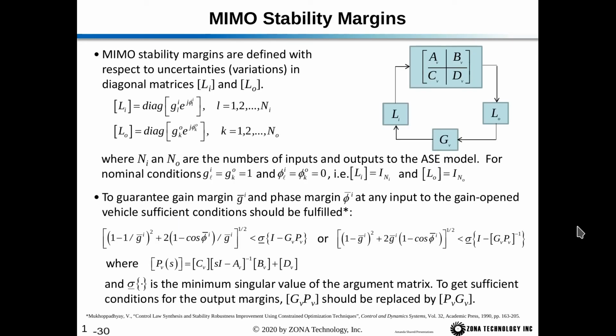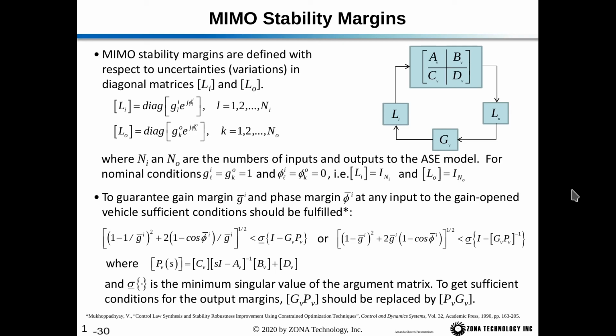The MIMO stability margins are defined with respect to uncertainties in the diagonal matrices Li and Lo. So Li is given as the diagonal of gLi times e to the j phi Li, where l is 1 to Ni, the number of inputs, and then Lo is given in this equation, where k varies from 1 to No. Now for nominal conditions, gLi and gKo equal 1, and phi Li and phi Ko equal 0. That is, Li and Lo are the identity matrices.